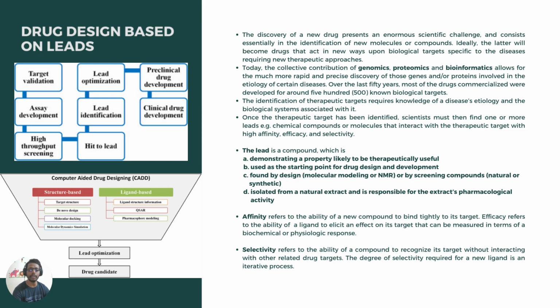So a few important properties of lead molecules are: first one is affinity. The lead molecule should have affinity towards the target molecule. So this affinity refers to the ability of a new compound to bind tightly to its target. Okay, so if the ligand molecules are tightly binding to the target, then it has higher affinity. Okay. Second one is called efficacy.